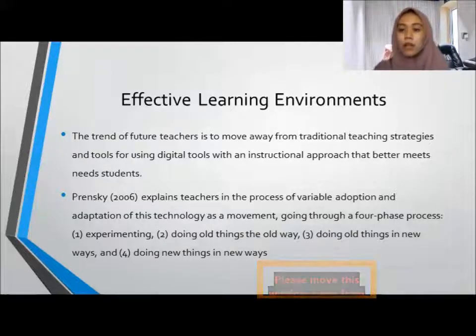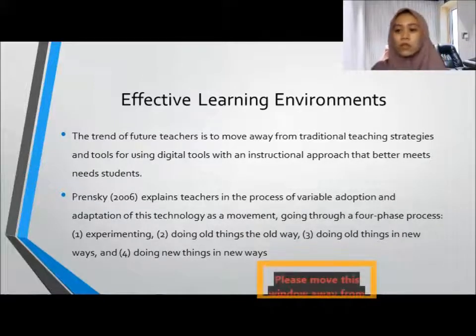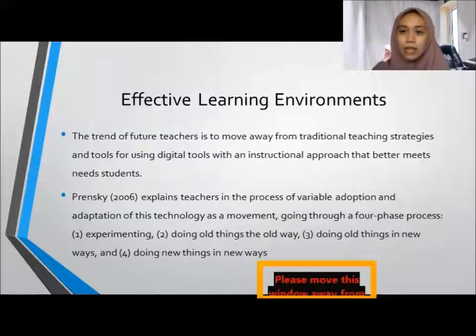For example, a teacher uses a virtual 3D model to demonstrate the structure. And then the final phase, the fourth phase, is doing new things in new ways. Teachers fully utilize the power of technology and media in learning.